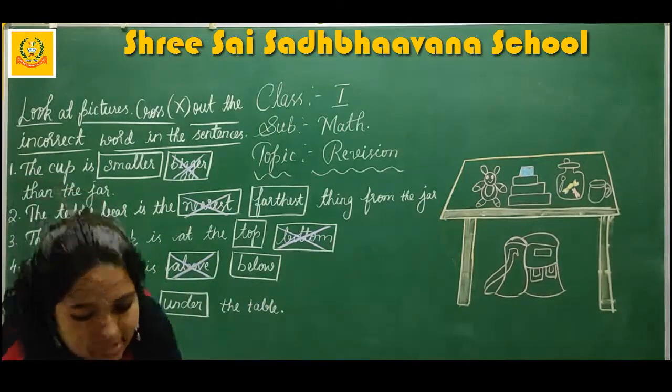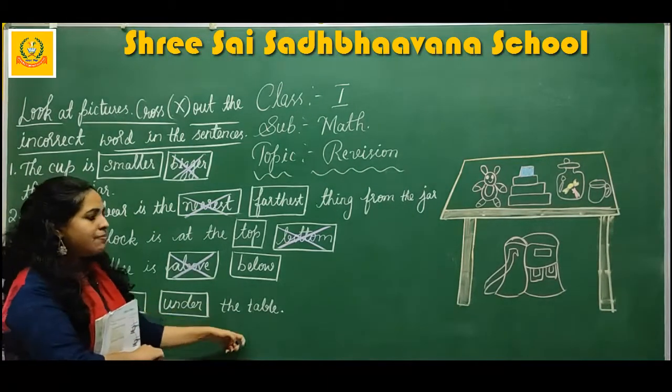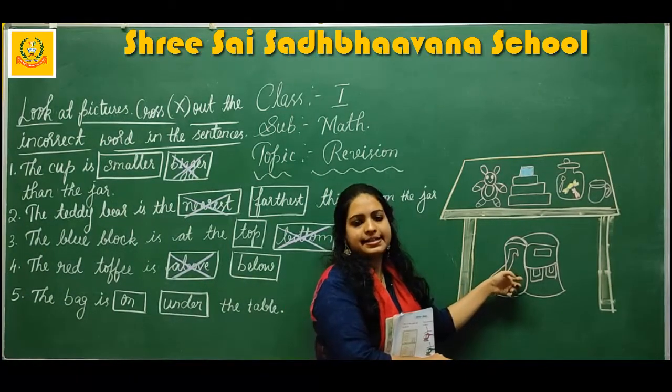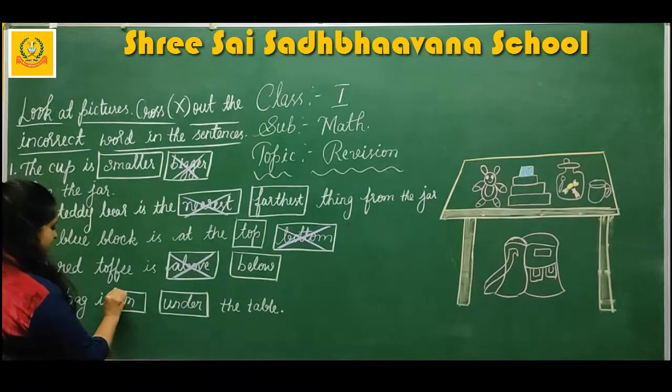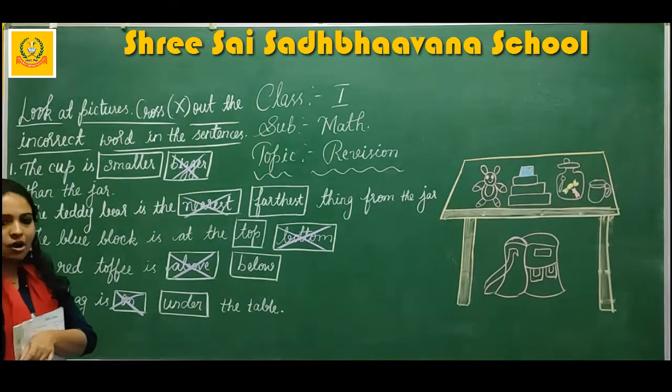Okay. Above is not required. So cross out above. Next, the bag is on or under the table. Where is the bag? Is it on the table or under the table? It is under the table. So which one is not required here? On is not required. Okay? Yes, this is the way you have to do.